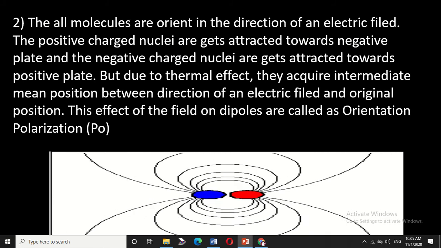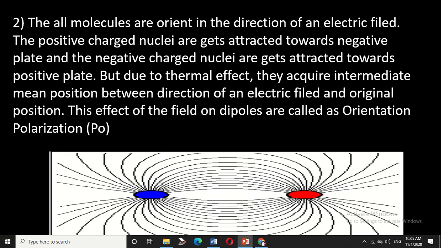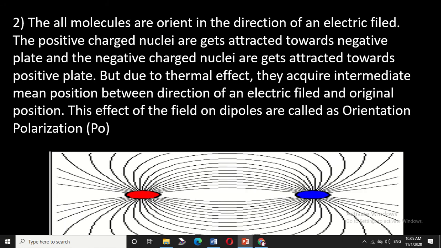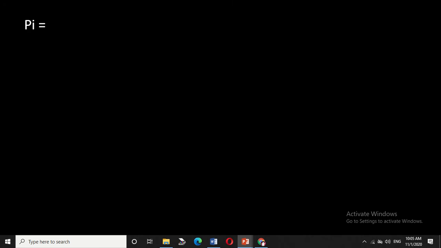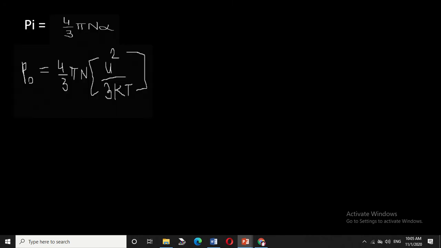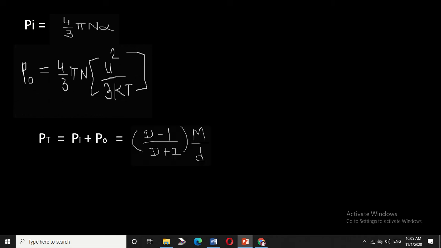Therefore, for a polar molecule placed in an electrical field, two types of polarization arise. One is induced polarization, equal to 4/3 pi N alpha. The other is orientation polarization, equal to 4/3 pi N mu square upon 3kT. Therefore, total polarization for polar molecules is Pi plus Po equal to (D minus 1) upon (D plus 2) into M upon d. The capital D is the dielectric constant and small d is the density.